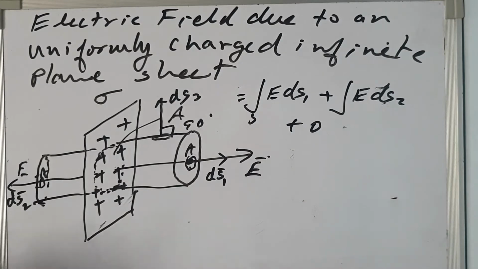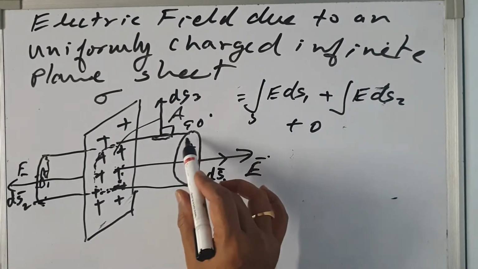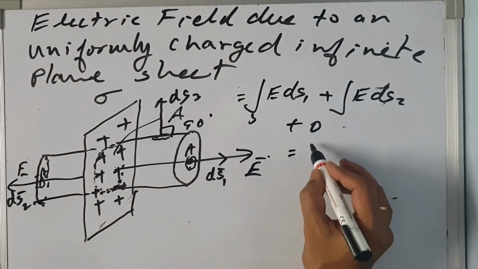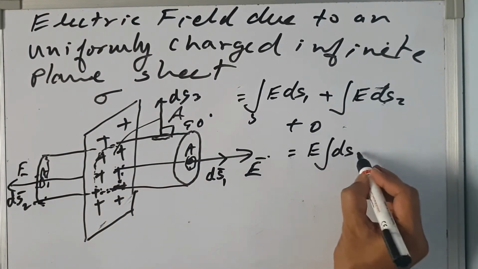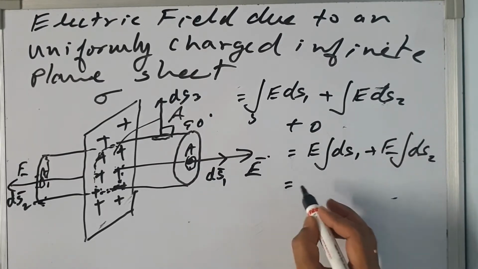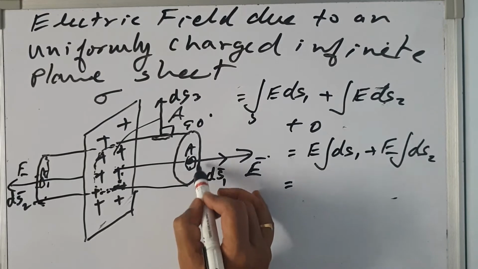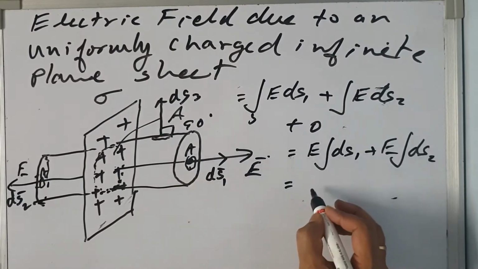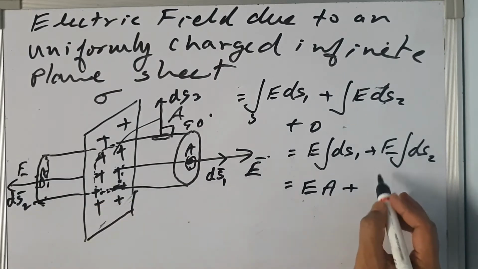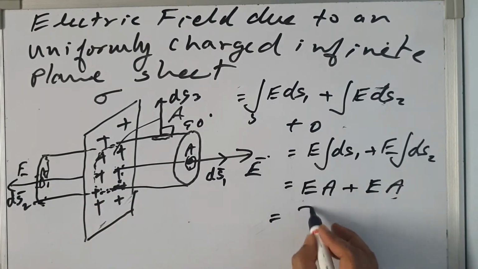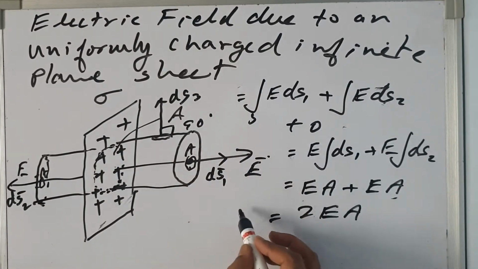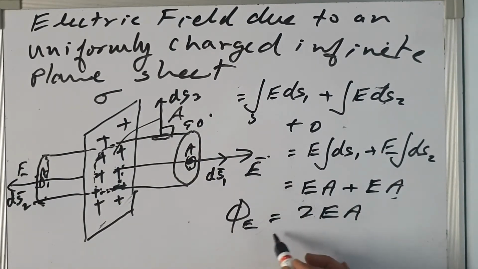Now, E is constant over this entire surface, because any point on this surface is at the same distance from this charge sheet. For this I can write E surface integral ds1 plus E surface integral ds2. If I add up summation of ds1 over this surface, this surface has got area A. What do I get? EA, because surface integral ds1 is A. Same, this is also EA. What is this? 2EA. So what have I got here? It is the total flux over this entire Gaussian surface. How much is it? 2EA.